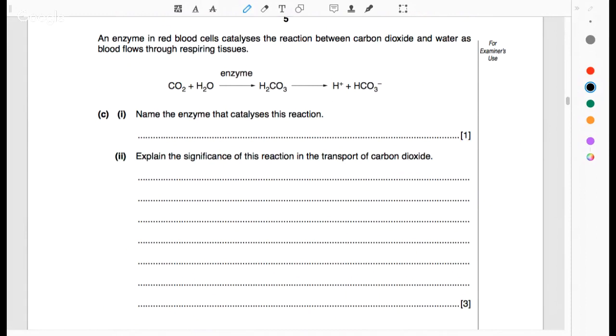So hydrogen carbonate ions are the way that most CO2 is transported. Okay. It's transported back to the lungs. Okay.